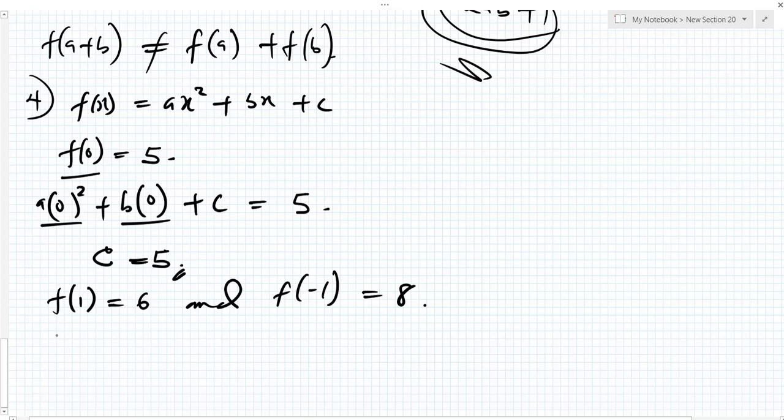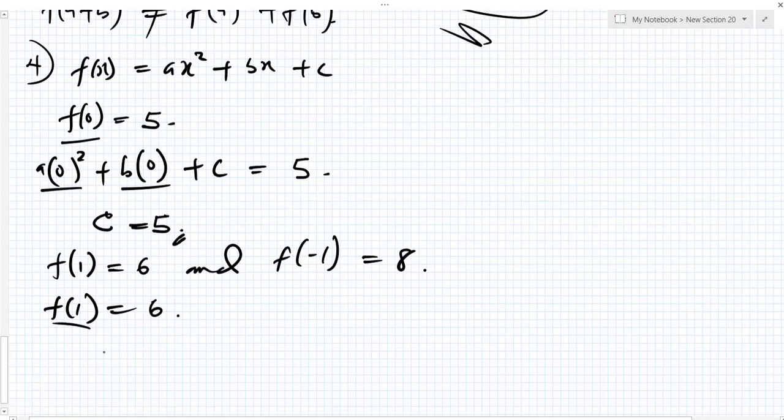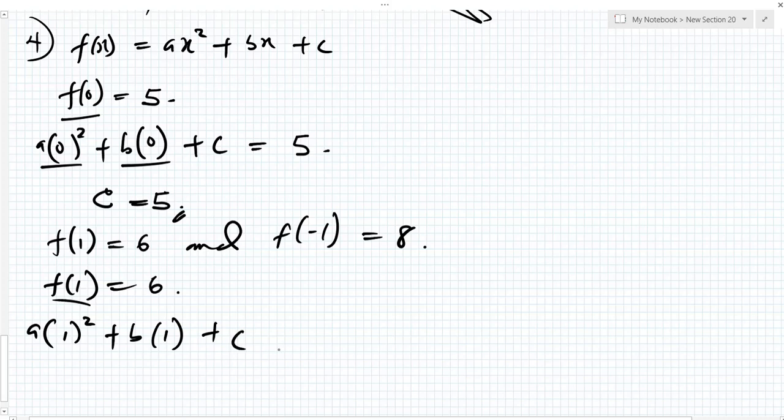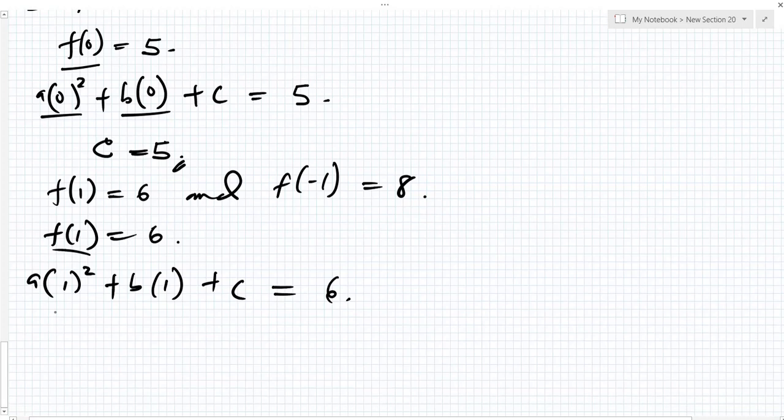Now f of 1 is equal to 6. So f of 1 means wherever I see x, I replace it with 1. So you have a times 1 squared plus b times 1 plus c is equal to 6. Here 1 squared is 1. So 1 times a is a, b times 1 is b, plus c is equal to what? 6.